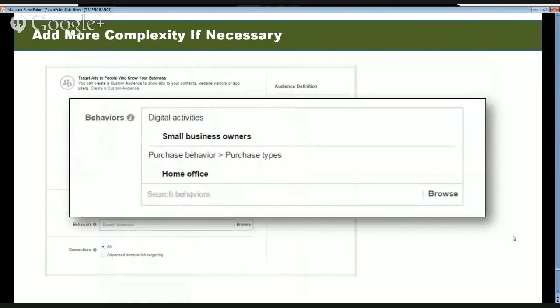Now, you can also look at behaviors. Actually, this is a little less important than some of the other things, but you can definitely classify their digital activities for small business owners, and their purchase behavior are home office things. That's pretty definite. So those would be handy things to have. Later we can talk more about behaviors. It's really beyond the scope of this level of simplicity. So that's another level of complexity that we don't want to add.